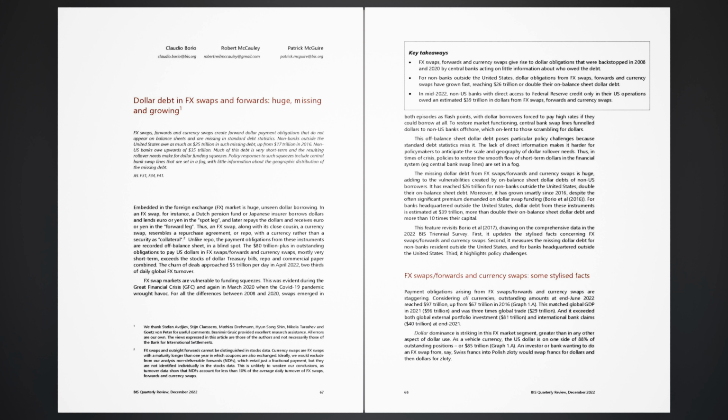Key takeaways. FX swaps, forwards and currency swaps give rise to dollar obligations that were backstopped in 2008 and 2020 by central banks acting on little information about who owed the debt. For non-banks outside the United States, dollar obligations from FX swaps, forwards and currency swaps have grown fast, reaching $26 trillion, or double their on-balance sheet dollar debt. In mid-2022, non-US banks with direct access to Federal Reserve credit only in their US operations owed an estimated $39 trillion in dollars from FX swaps, forwards and currency swaps.